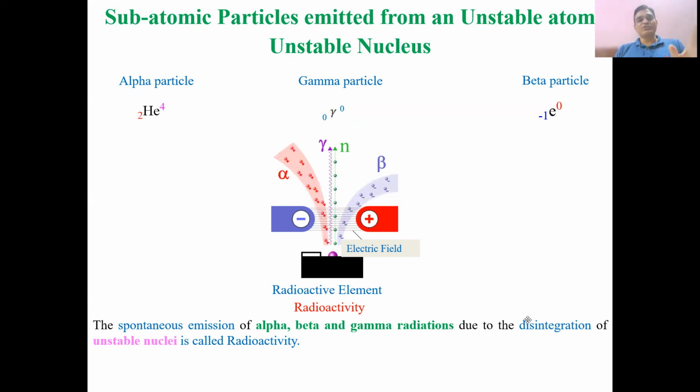While if we induce radioactivity in any of the species, in any of the nuclei, and after inducing the radioactivity it starts emitting alpha, beta, and gamma radiations from the now induced radioactive nuclei, then it is called induced radioactivity, or you can say artificial radioactivity.